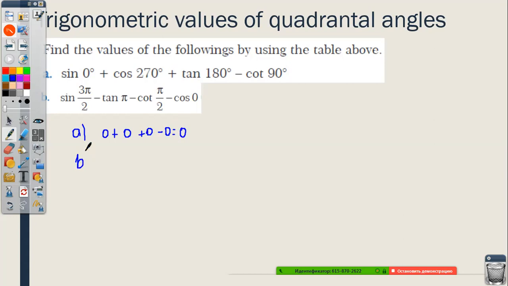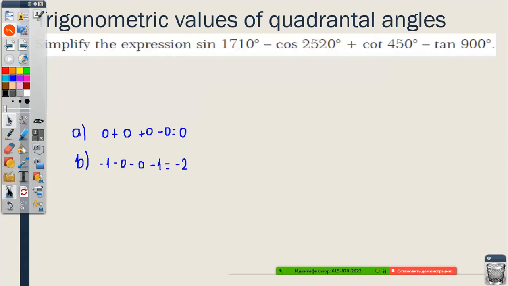Let's solve B1. Sine 3 pi over 2. What was the value of the 3 pi over 2? It was minus 1. Tangent pi, it was a 0, yes. Cotangent pi over 2, it's also 0. What about the cosine 0? Cosine 0 is 1. So here, minus 1, it is minus 2.